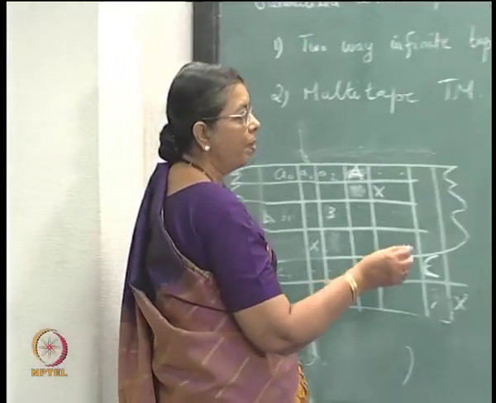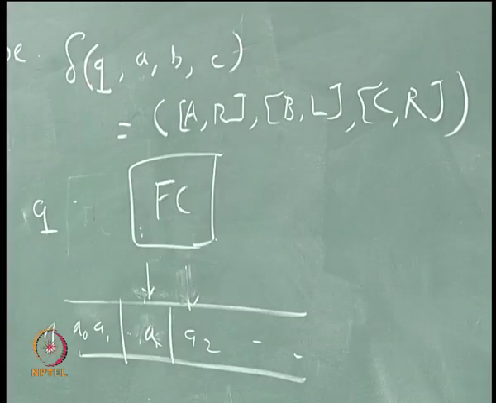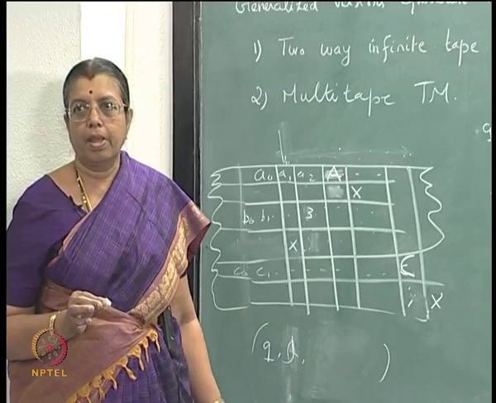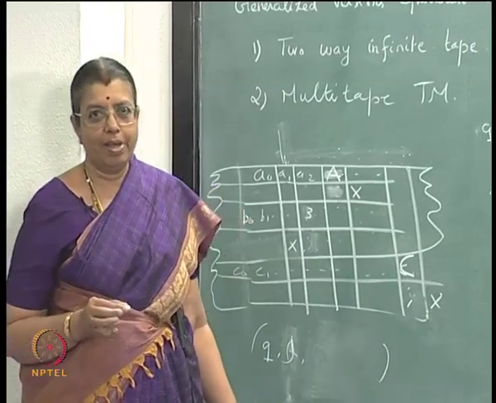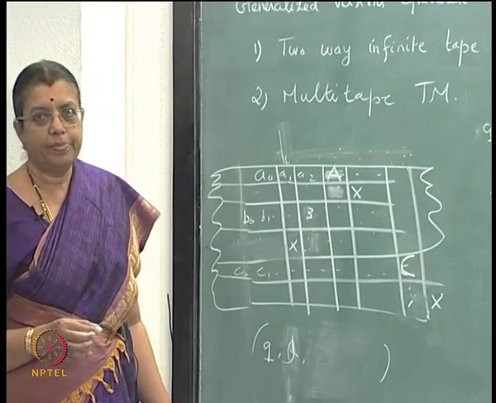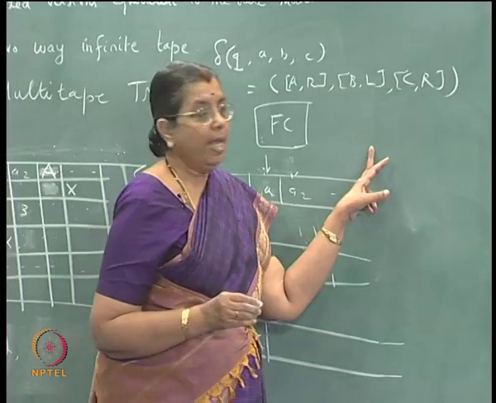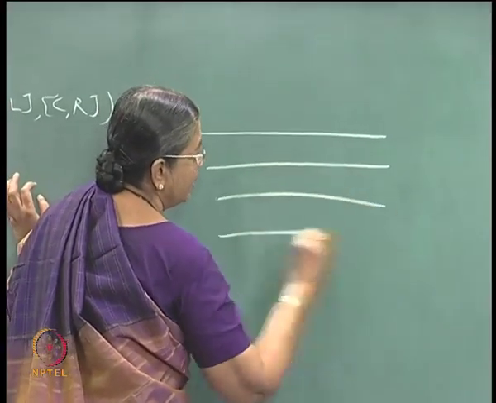So, one move of the multi-tape Turing machine you have simulated by making one pass from left to right and again a pass from right to left. So, how much time would it have taken, how many moves would it have taken to simulate one move? Initially, the initial position you can keep like this.